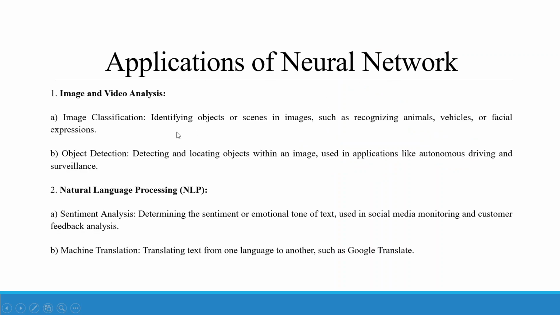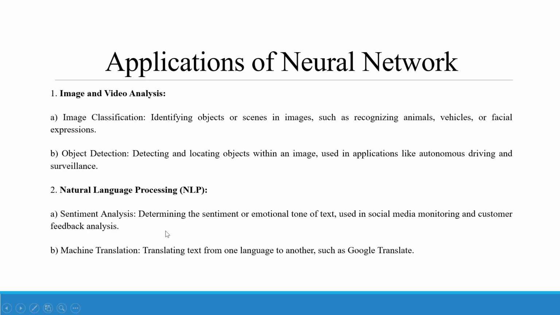Applications of the neural network. Image and video analysis. Start with image classification. Identifying objects or scenes in images such as recognizing animals, vehicles, or facial expressions. Object detection. Detecting and locating objects within an image, used in applications like autonomous driving and surveillance.